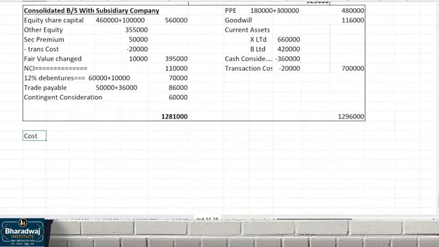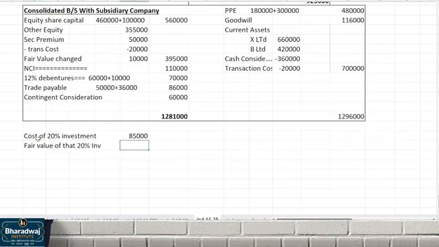What is the cost of that 20% investment? 85,000. What is the fair value of that 20% investment given in the question? 1,10,000. So now what is the fair value change? Fair value change is how much? 25,000. It is not 10,000. Fair value change is how much? 25,000.